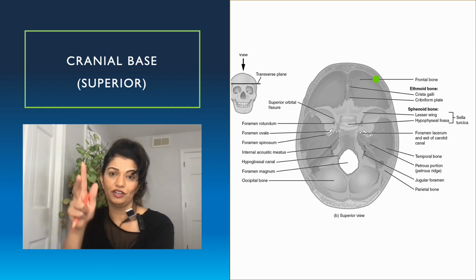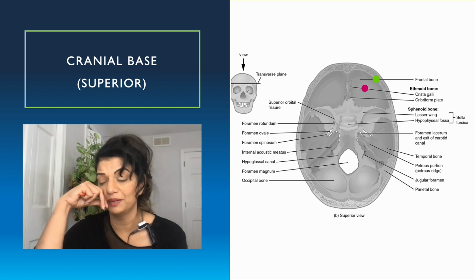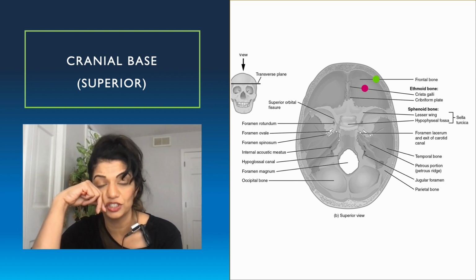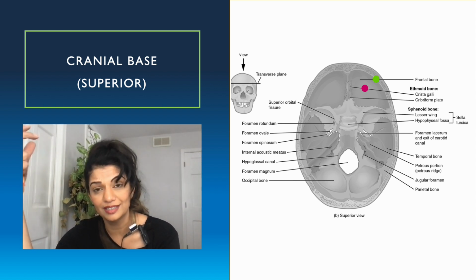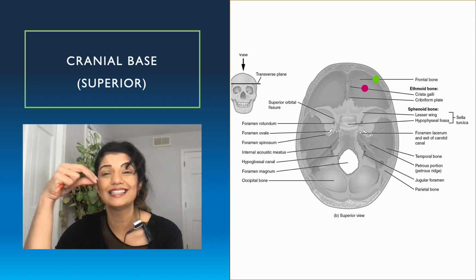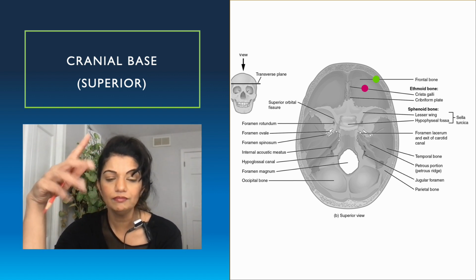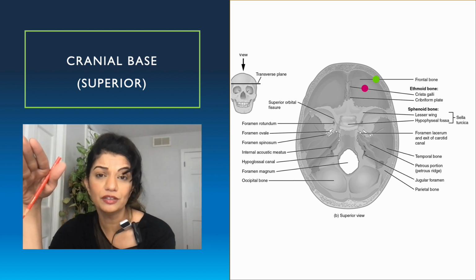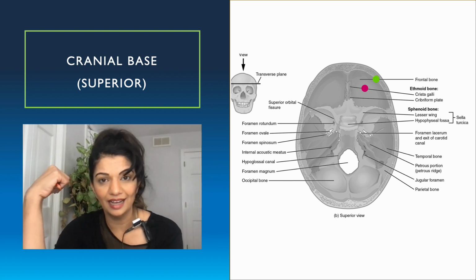Then we've got two structures, crista galli and the cribriform plate. Now you might be like, oh my gosh, that's like a foreign language to me, because essentially it is. Crista galli translates in Latin to the crest of the rooster. And that's exactly what it looks like. It's sort of this triangular ridge that projects up into the cribriform plate and then comes down to the roof of the nasal cavity.